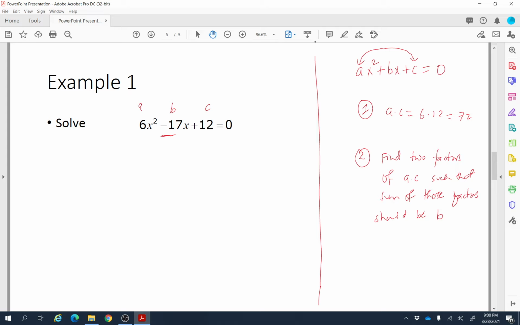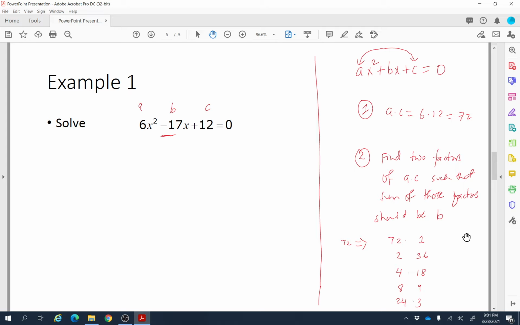So the factors of 72, there are different ways to write it down, so I'm going to just give you a couple of them. 72 times 1, 2 times 36, 4 times 18, or maybe 8 times 9, and maybe 24 times 3. These are the factors of 72. If you try to add these factors, and also the negatives, like negative 72 times negative 1, negative 2 times negative 36, so this is just the positive part. So you also have to look at the negative part as well.